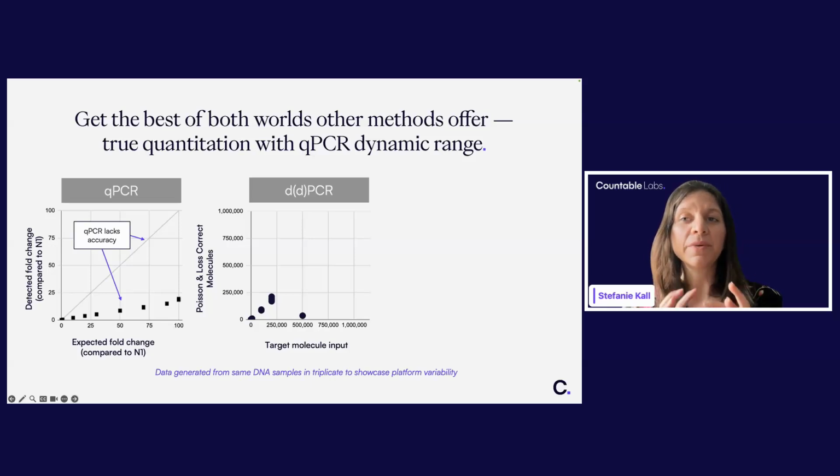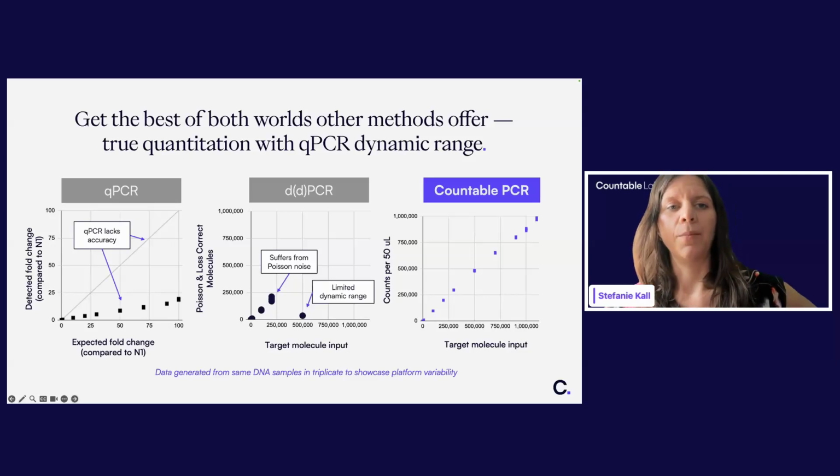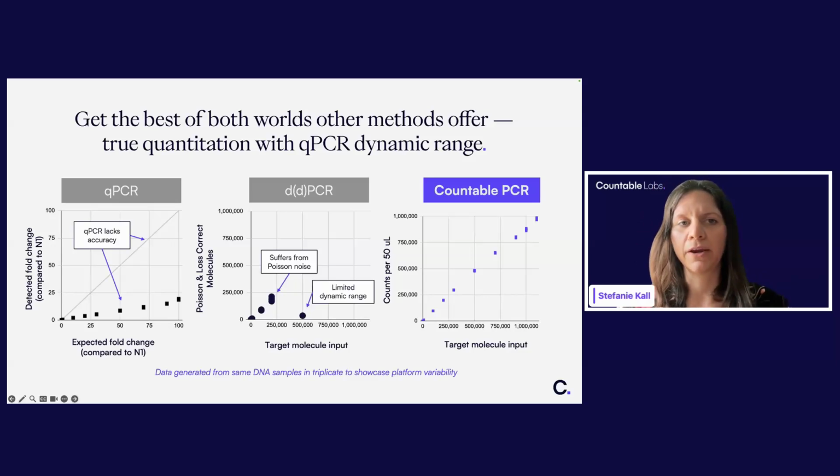And so that really limits you in how you can design your experiments, not to mention all of the other problems that occur when it comes to multiplexing. So now with Countable PCR, we are accurately and unbiasedly measuring across a 10 to the 6th log dynamic range. And we're getting accurate counts per 50 microliters to up to 1.2 million input molecules. And that's all in one experiment.